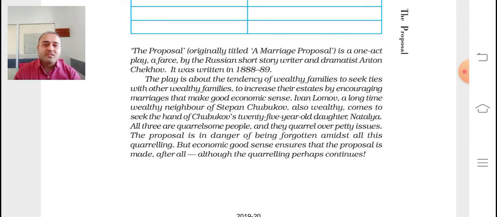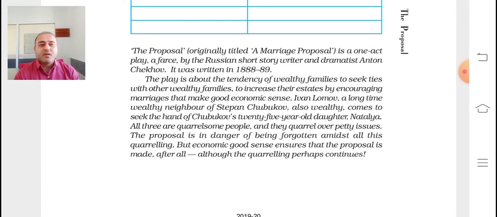Now, regarding this chapter, The Proposal, as I said, it was originally titled A Marriage Proposal, a one-act play. A farce. Farce means a funny play. It is in the form of a funny play by the Russian short story writer and dramatist Anton Chekhov, and it was written in the year 1888 to 89. The play is about the tendency of wealthy families to seek ties with other wealthy families to increase their estates. Estates means money and property, by encouraging marriage that makes good economic sense.